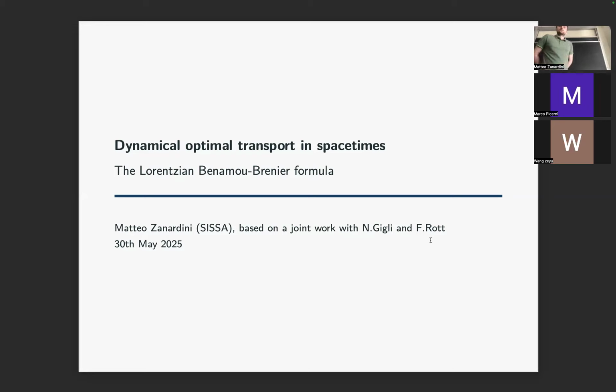Okay. As Antonio was saying, today I want to introduce for you the dynamical optimal transport in this kind of spaces that are so-called spacetimes, that are the mathematical model for general relativity. And I will give some attention to the so-called Benamou-Brenier formula, and I will give some bits of it in this kind of setting. This seminar is also based on a joint work that I'm currently doing with my PhD advisor, N. Gigli and F. Rott, which is a postdoc here at SISSA.